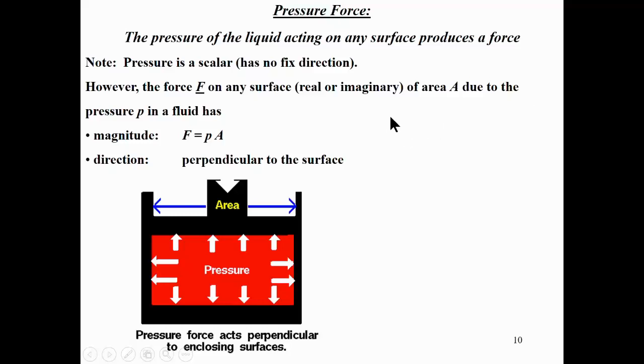So, what is pressure force then? Once you know pressure, you can calculate the pressure force acting on a given surface. Since pressure is force per unit area, the pressure force will be pressure times area, right? And that's the magnitude. What's the direction of the pressure force? It's perpendicular to the given surface. So that's how you calculate the magnitude of the pressure force: pressure times area on the given surface.